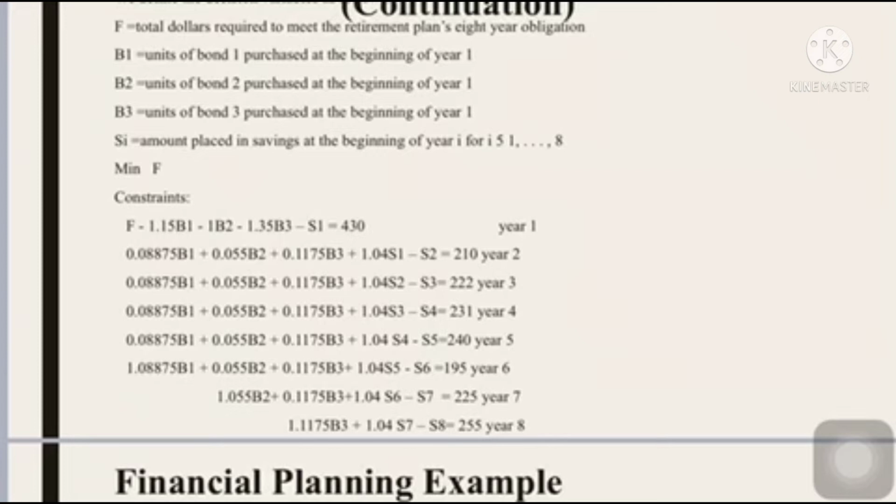The funds available at the beginning of year 1 are given by F. With a current price of $1,150 for Bond 1, the investment, expressed in thousands of dollars, for B1 units of Bond 1 would be 1.15 B1. Similarly, the total investments in Bond 2 and Bond 3 would be 1 B2 and 1.35 B3 respectively.